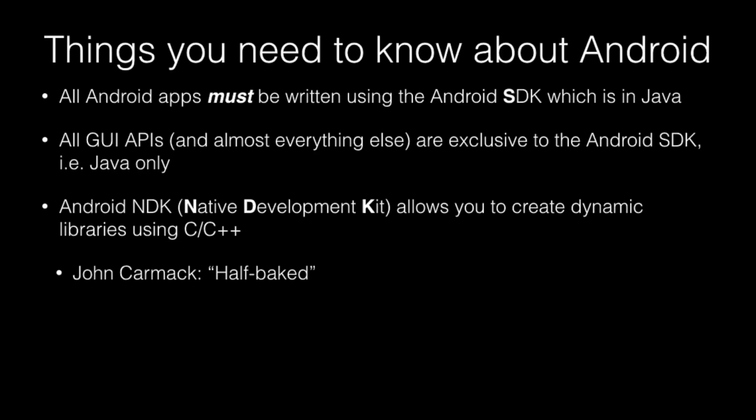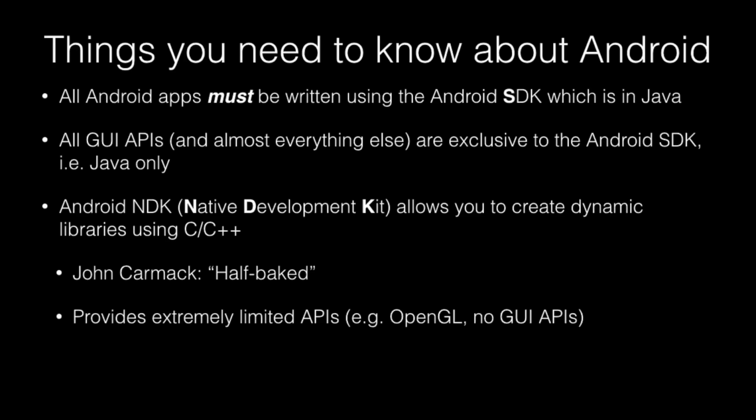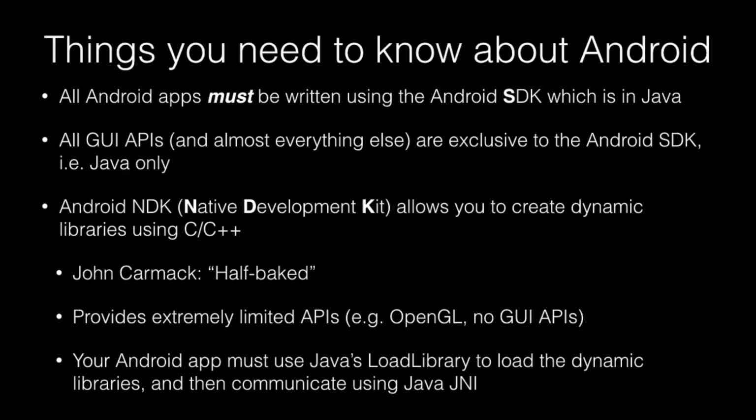The NDK is awful. John Carmack called it half-baked. It is the bare minimum needed to get game developers off their back, and the word on the street is they only have 2 full-time engineers in the entire company working on it. The Android NDK provides very few APIs, and they have no APIs for native GUI. So to get native GUI from C, we must use Java JNI to cross back and forth between Java and C to call native Android APIs from the Android SDK.